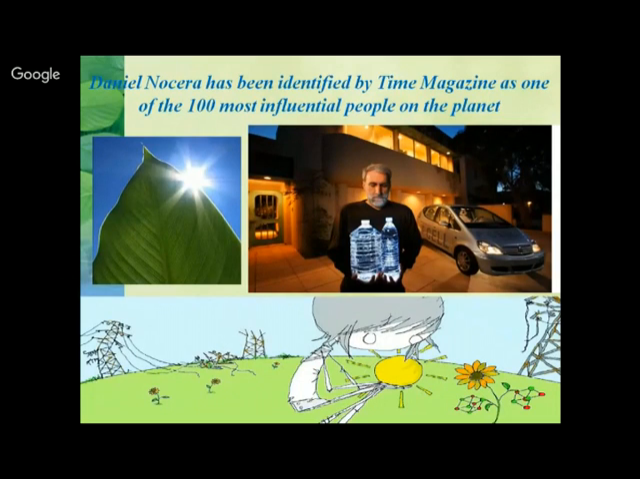Next, here you can see Daniel Nocera. He is being considered by Time magazine as one of the 100 most influential people on the planet. Why? He has invented a leaf. That leaf, he has invented a leaf which can store energy, which can perform photosynthesis.